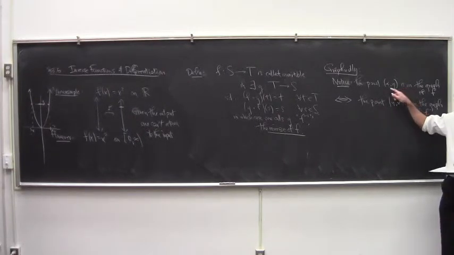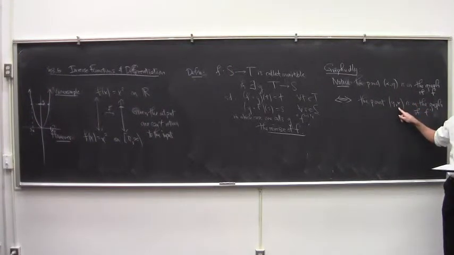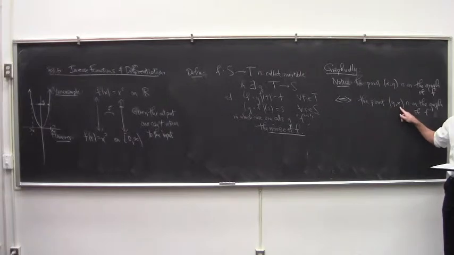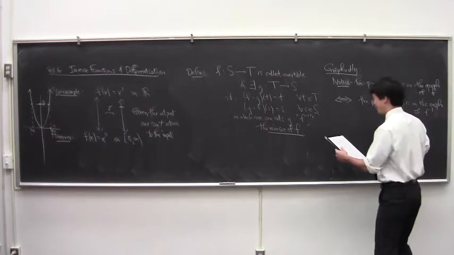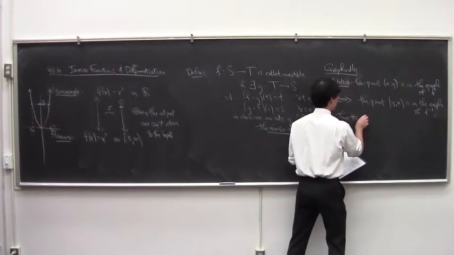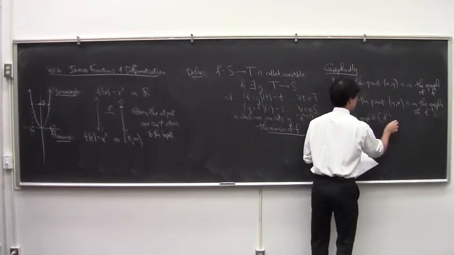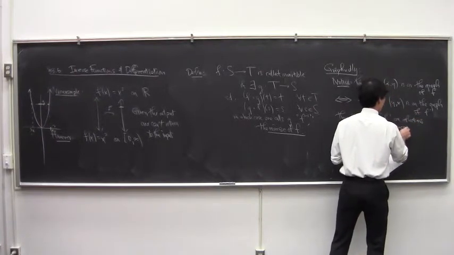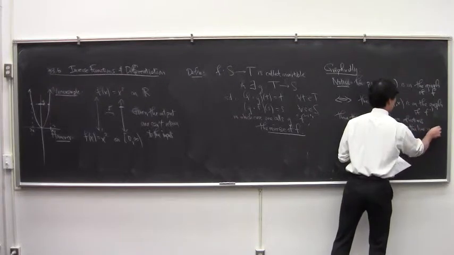Does that make sense? If f takes x to y, then f inverse takes y to x. So if this point is on f's graph, then this point is on f inverse's graph, and vice versa. Does that make sense logically? Okay, so what does that say? Thus, the graphs of f and f inverse are reflections of each other across the line y equals x.